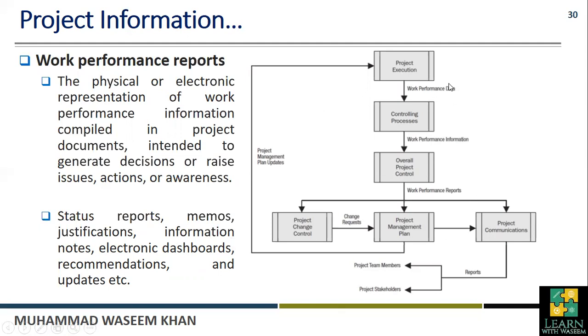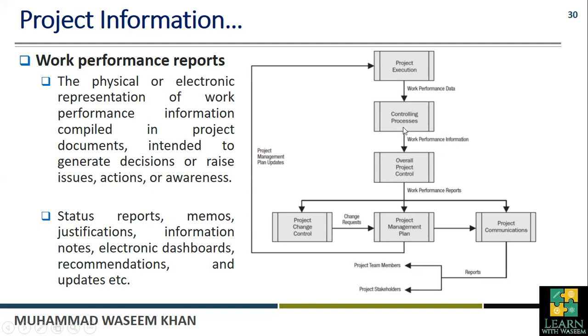This is an example of a work performance report. You can see here that when we execute the project, at the end of the project execution we will have, as a secondary output, the work performance data. This data can be used for controlling processes as well. At the end of the controlling process, we will have a secondary, not primary, output, and that would be the work performance information. That work performance information can be used as an input for overall project control.